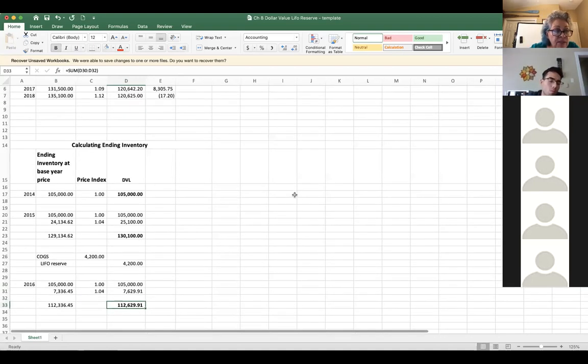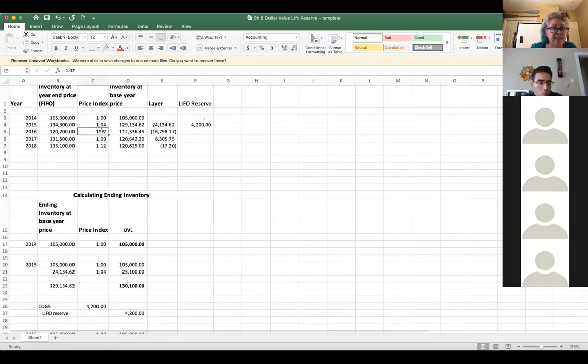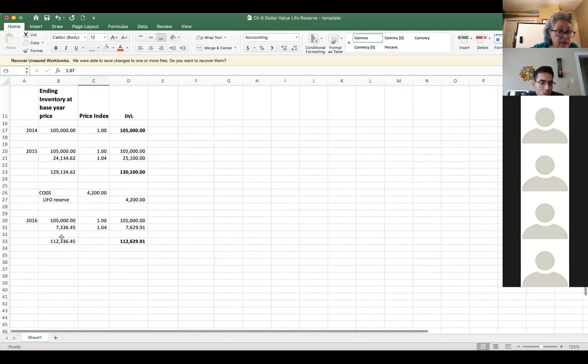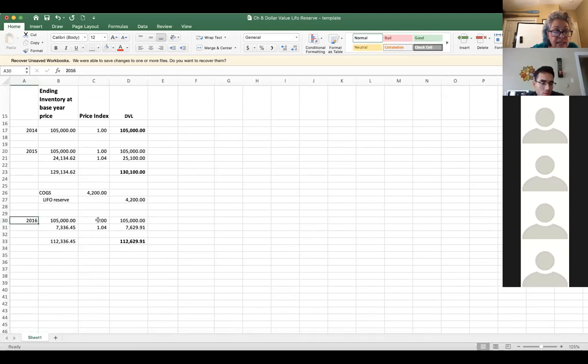Why don't I have, in 2016, my price index is 107, yet I don't see a price index of 107 in my ending inventory? Why? Because the actual cost to you of buying those goods was at that value at that time. So the fact that the change is now 1.07 doesn't change the price you paid 2 years ago. That's true.